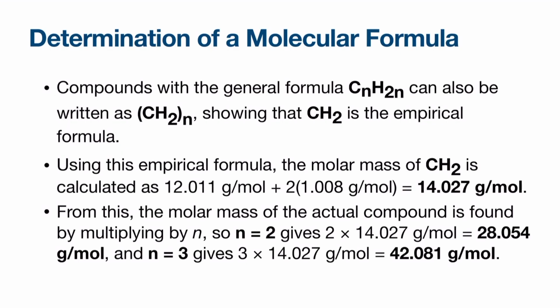Compounds with general formula CnH2n can also be written as (CH2)n, showing that the CH2 is the empirical formula. So again, the general formula CnH2n can be rewritten as (CH2)n. Writing it this way makes it clear that CH2, the one present inside the parenthesis, is the empirical formula for all compounds in this series.